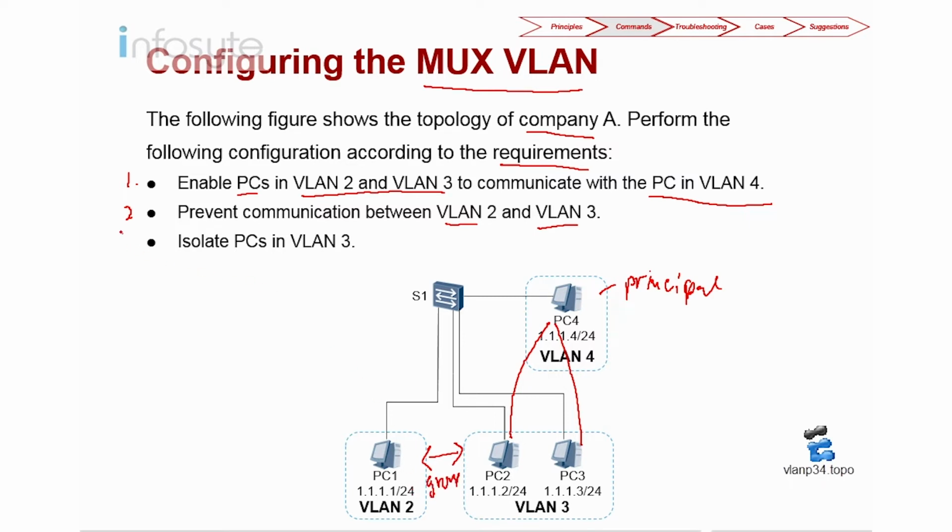And the third requirement here is to isolate the PCs in VLAN 3. Those PCs in VLAN 3 cannot communicate with each other, so we call this isolate. Firstly, when you configure the MUX VLAN, you need to know what type of role each VLAN has. VLAN 4 is a principal role, VLAN 3 is an isolate role, and VLAN 2 is a group role. Or in this case, we have the subordinate.